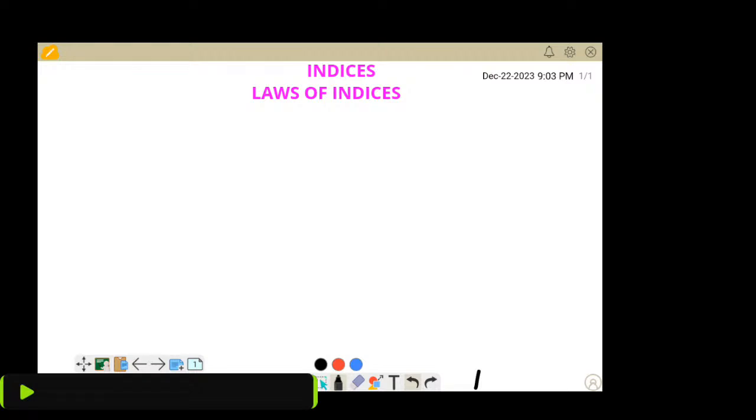This evening, we shall be looking at indices. We're considering mathematics today, and the topic we are looking at is indices. To start with, we'll start with the laws of indices.